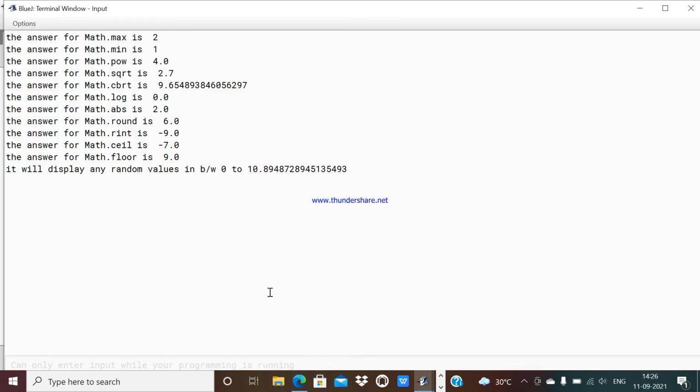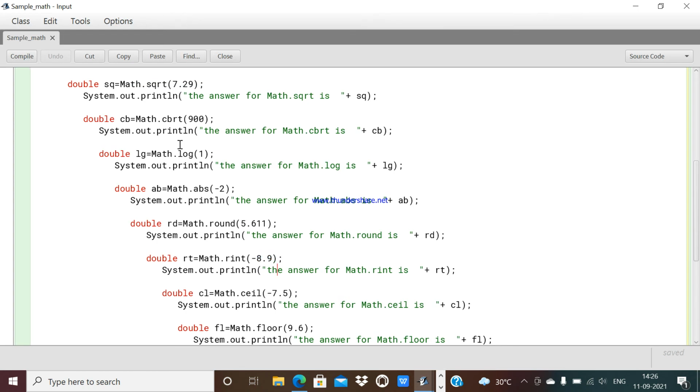So now let's check the output. So what is CEIL doing? It is displaying -7. Okay. Then floor, what does it do? It displays the nearest lowest integer of the number passed by the user.